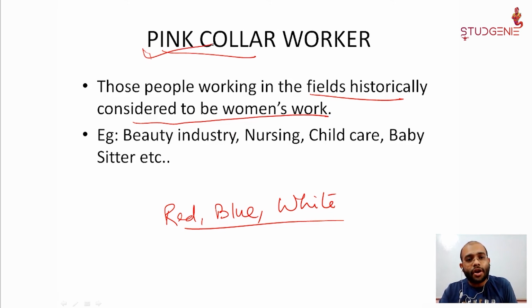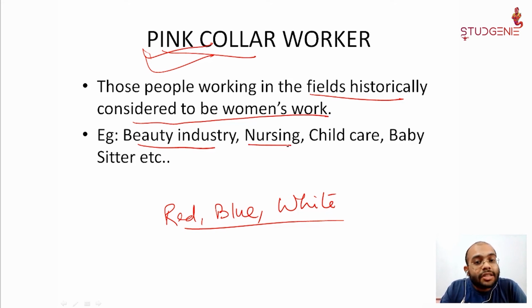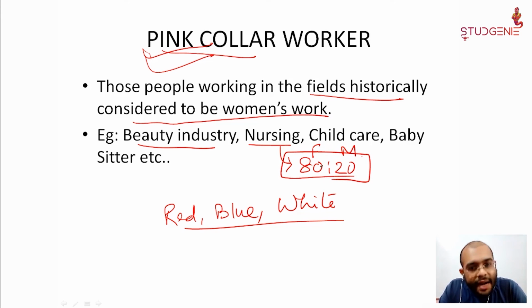Those employed there are known as pink collar workers, like in the beauty industry and nursing. In India till now, it is 80 to 20, 80% females and 20% males. This is the ratio to be maintained in your nursing sector. Out of 100%, 80% must be females and 20% must be males in the nursing sector.